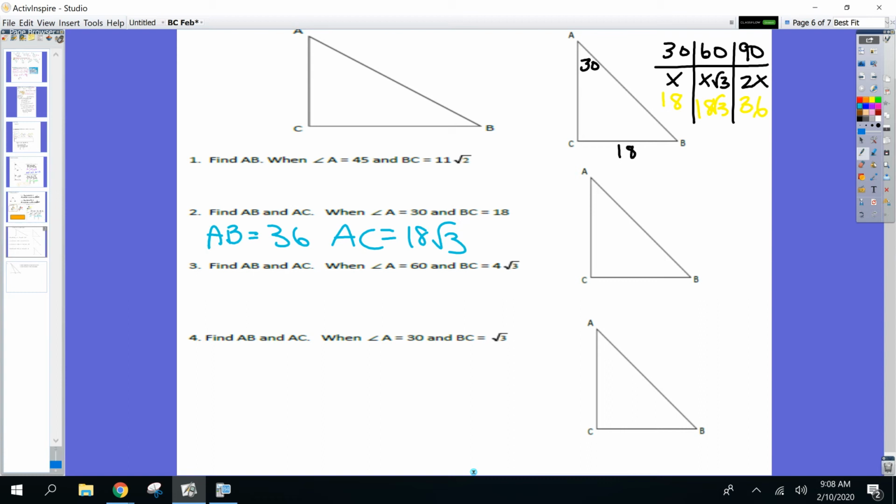Let's skip down to number 4, and I'll let you do 1 and 3 on your own. Number 4: angle A is 30. That's a right angle. BC is radical 3. Got it.